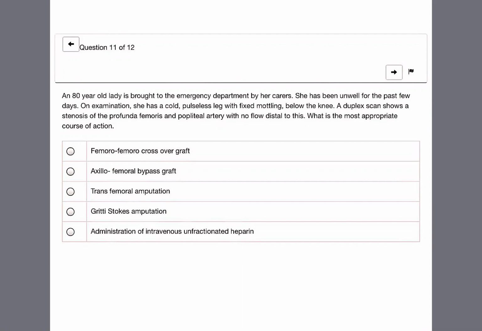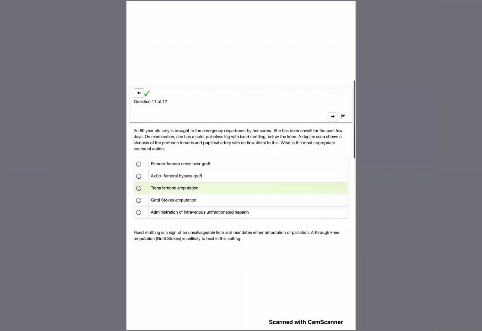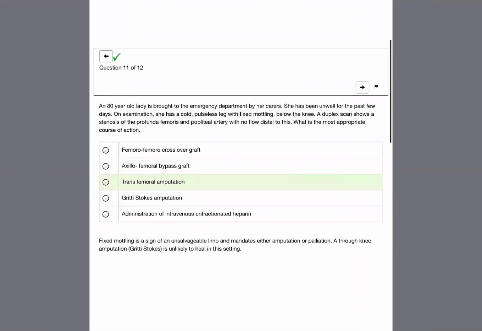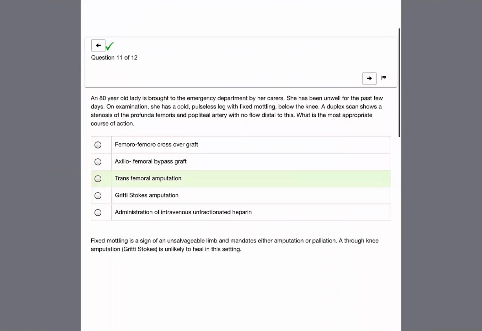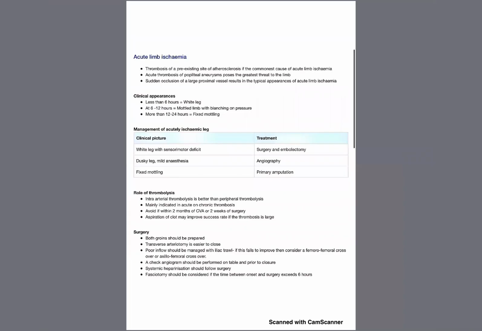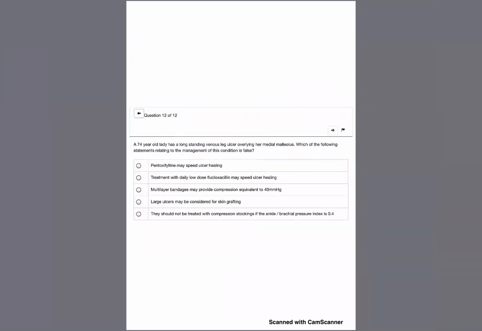Yes, fixed. Okay, exactly, above-knee amputation or transfemoral amputation. Perfect. As the leg is pulseless with fixed mottling, so we are going for amputation. So this is a dead limb.